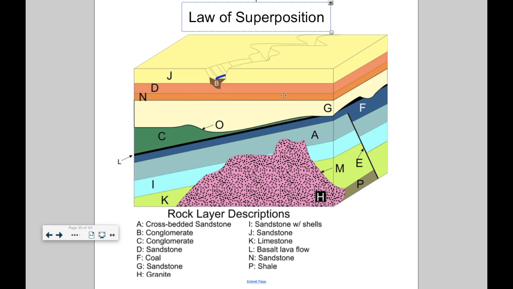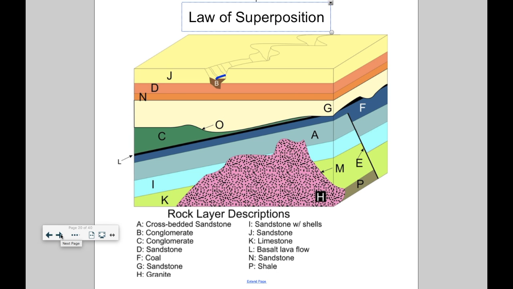So in summary, the law of superposition basically says that if a layer is on top of another layer, it is younger than that layer. It had to have been laid down after the layer that is below it. So that's using the rules of logic for the law of superposition. Anything that is on top of something else, if the layers are flat, had to have been laid down after the prior rock layer.